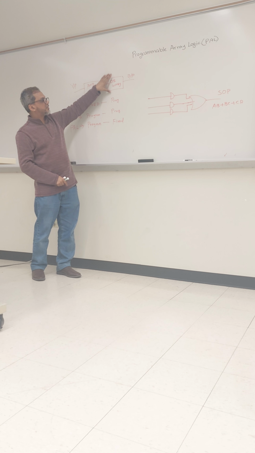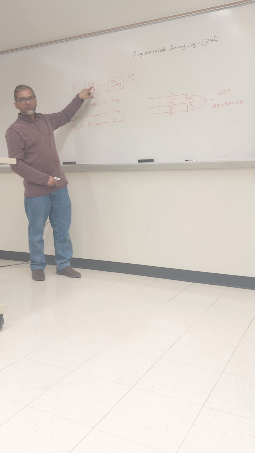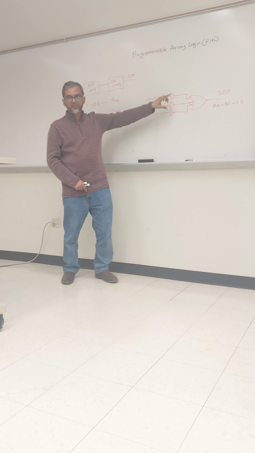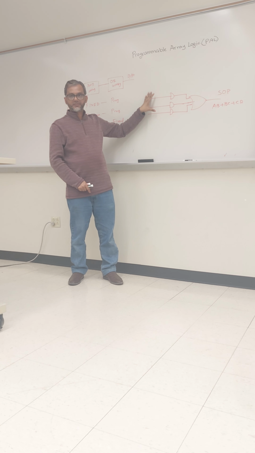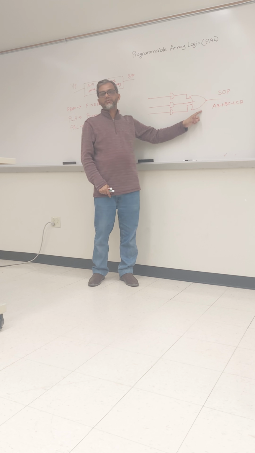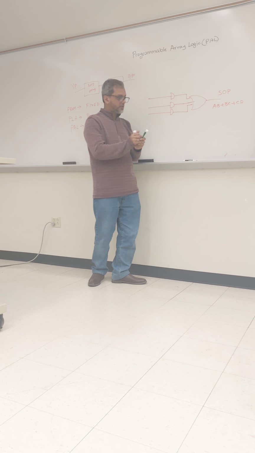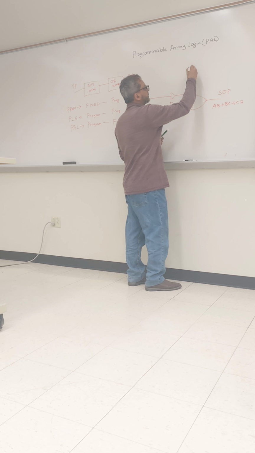So what does programmable and fixed mean? Here we are taking the output from the AND array and giving it to the OR gate. So the output of the AND array goes to the OR gate. This is fixed, and the number of OR gates depends on how many functions we want to provide with the PAL. If you want to provide 3 functions, you will have 3 OR gates.